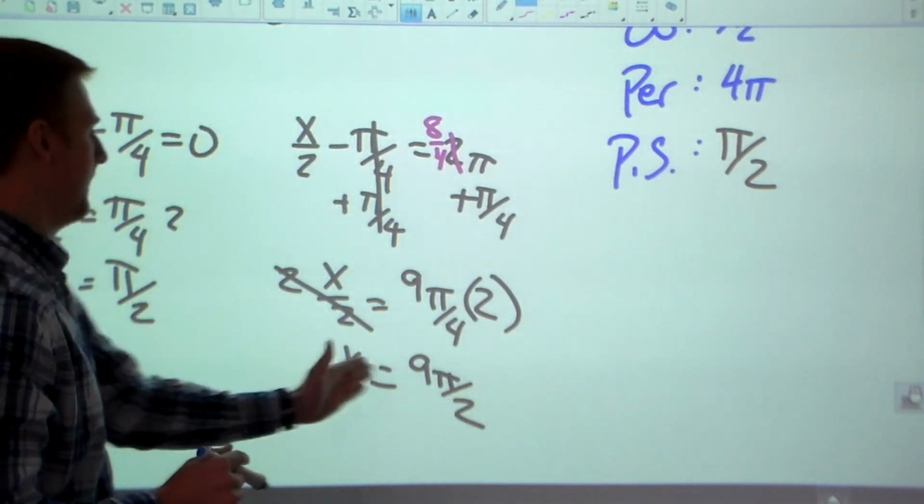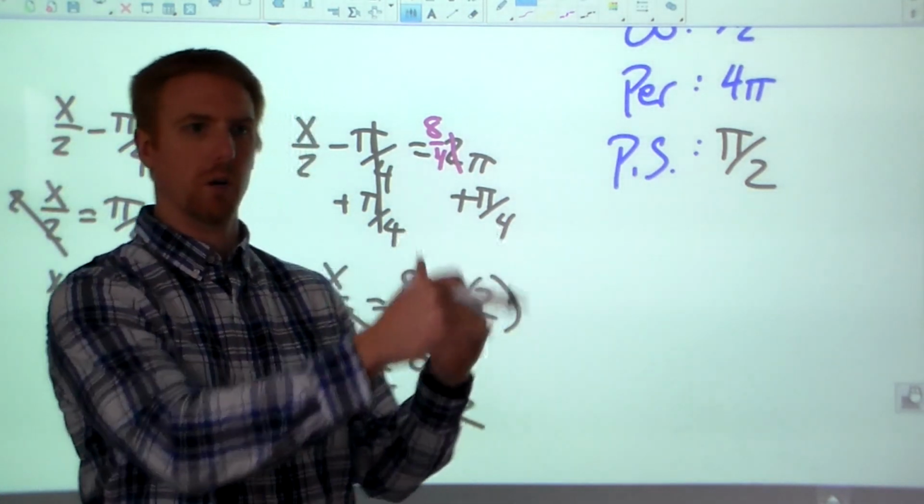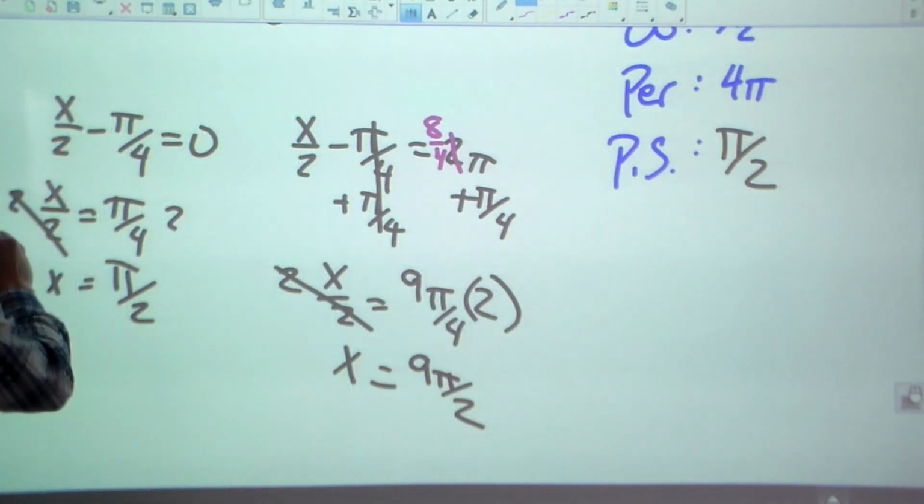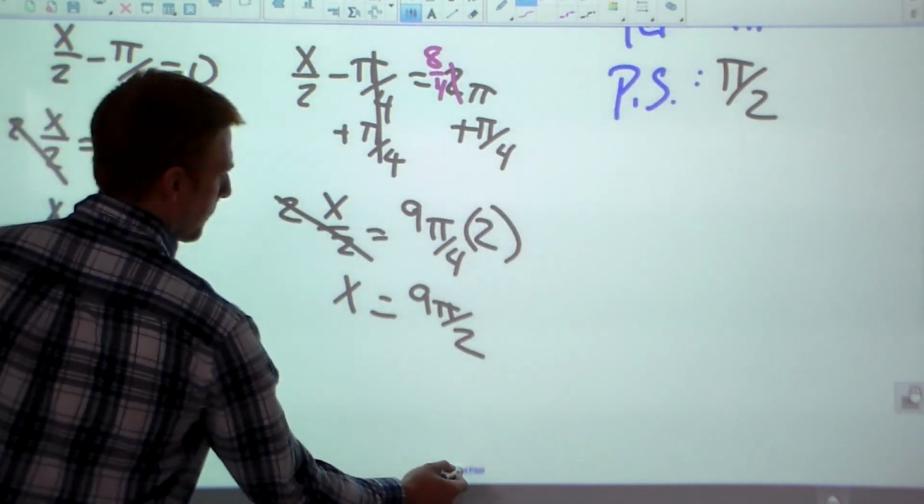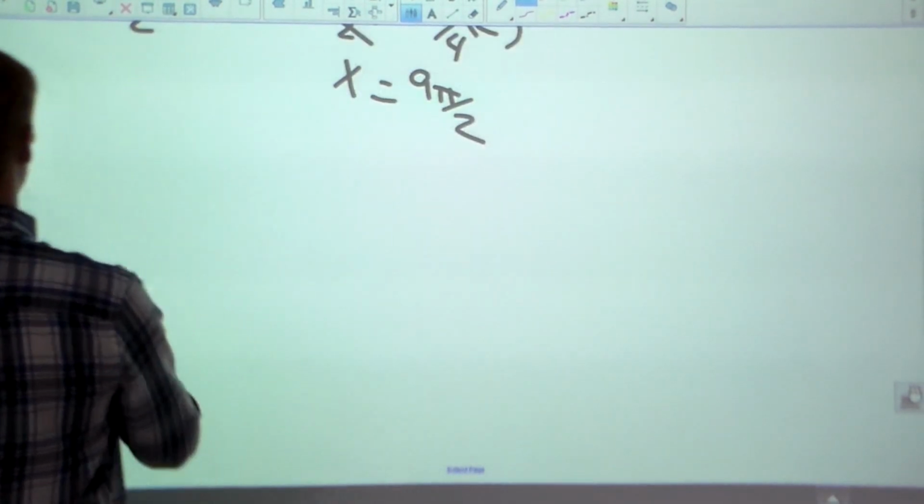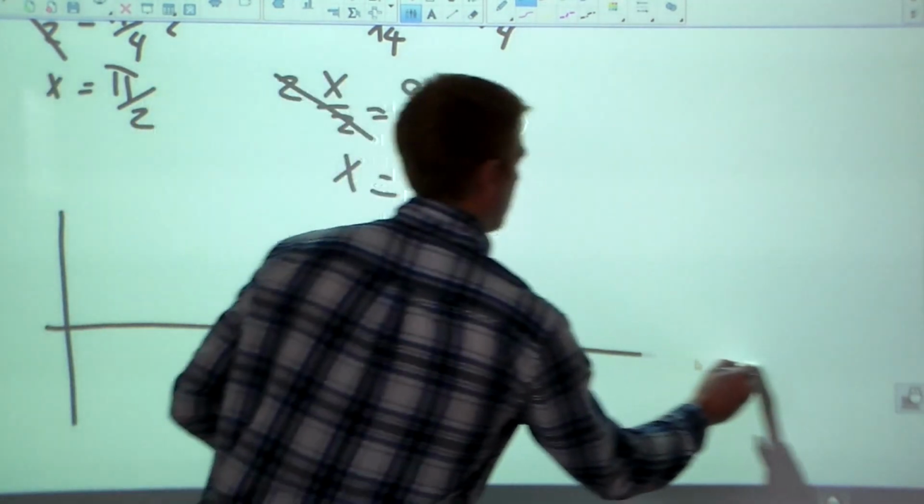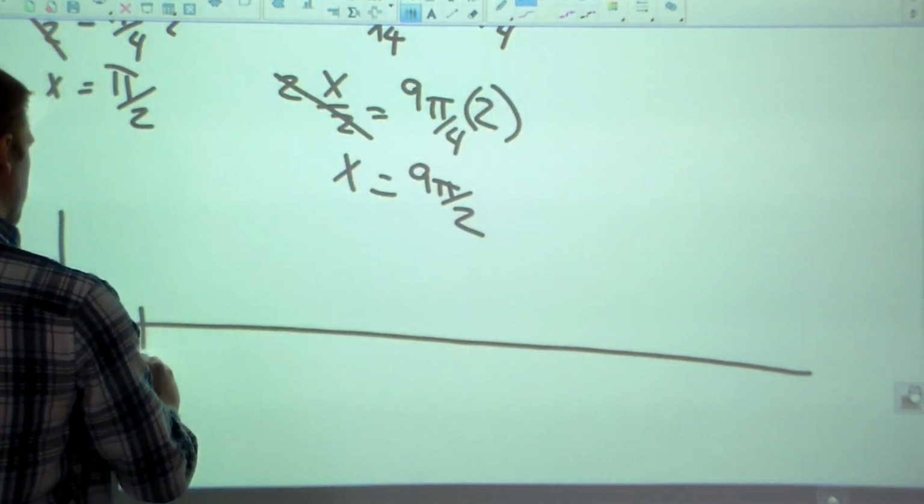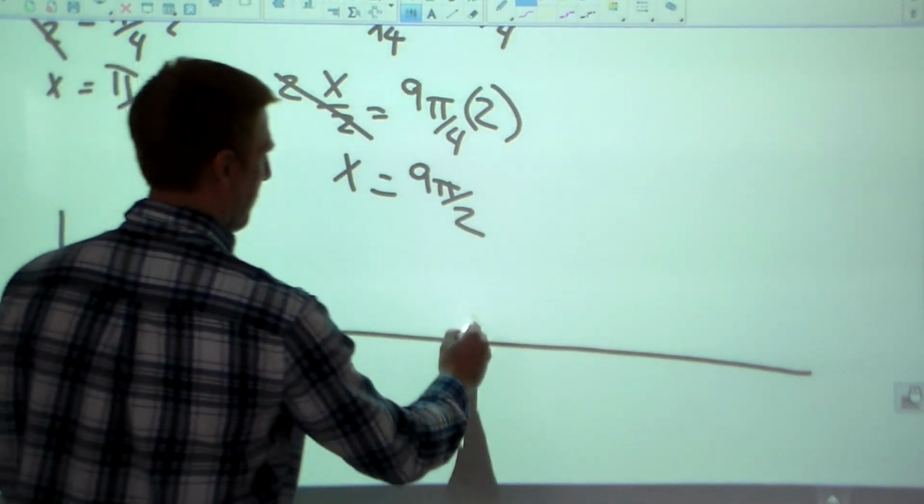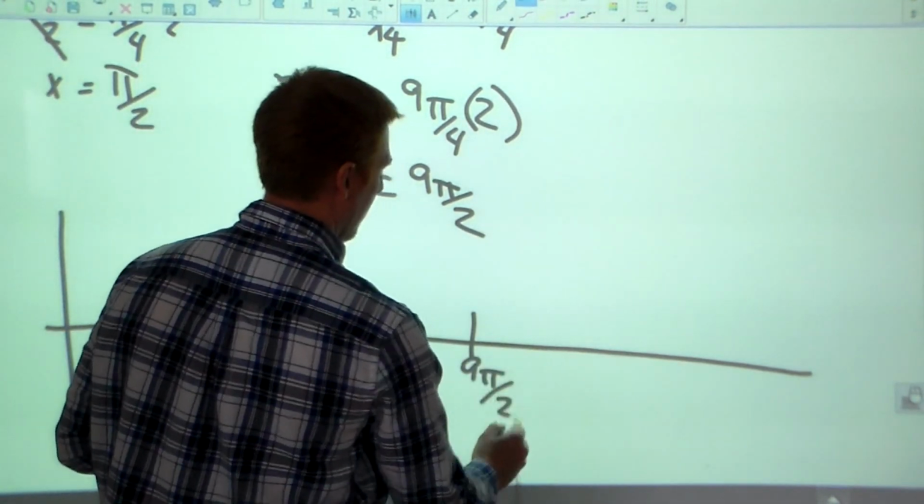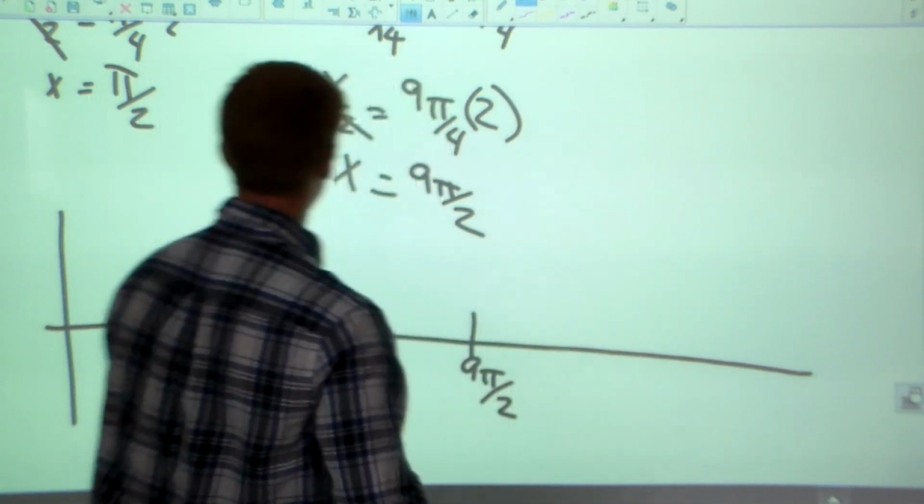So that's where we begin and end a full cycle of cosine, or wave, if you want to say it that way. So for your graph, I'm going to start with pi over 2 and end at 9 pi over 2. So there's pi over 2. We'll put 9 pi over 2 about halfway down the line, because I want enough room for 2 full cycles.